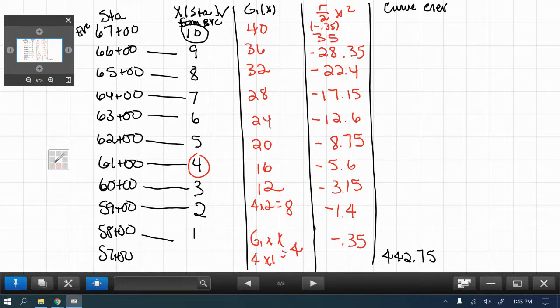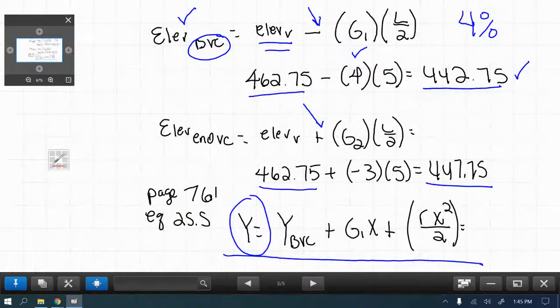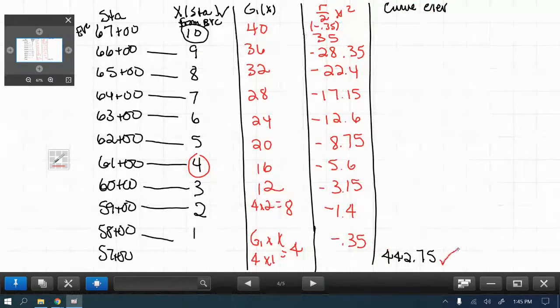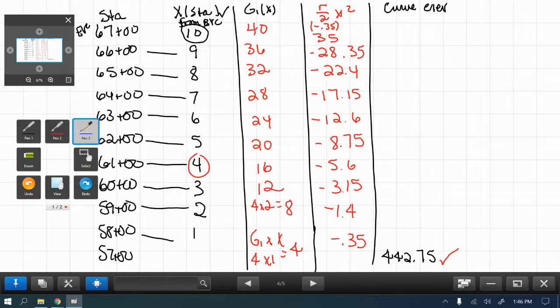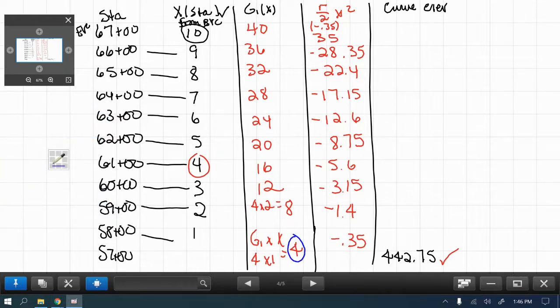Now remember the formula. Beginning vertical curve plus G1 times X plus RX squared will give us the curve elevation. So we're going to come all the way back to this one. So for the first line, I'm going to say 442.75 plus 4 plus my negative 0.35.